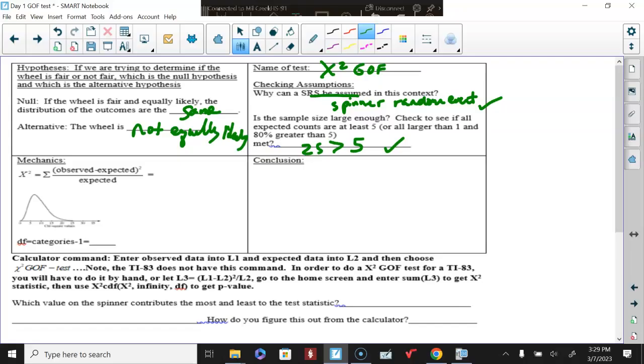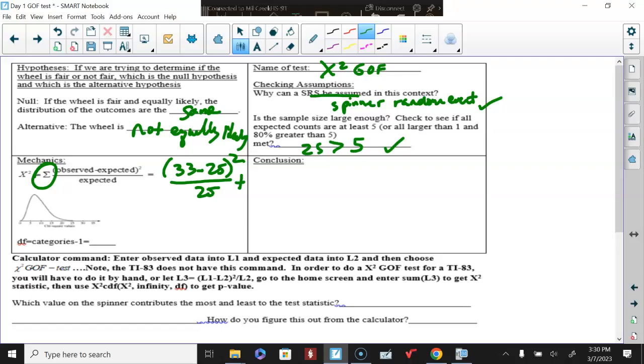We write down our chi-square test statistic formula, which is the sum of observed minus expected, squared, over expected. And then we're going to go back to the table of data. We had 33 times the spinner landed on skunk. That's observed. We expected it to land 25 on skunk. So we're going to compute 33 minus 25 squared over 25.